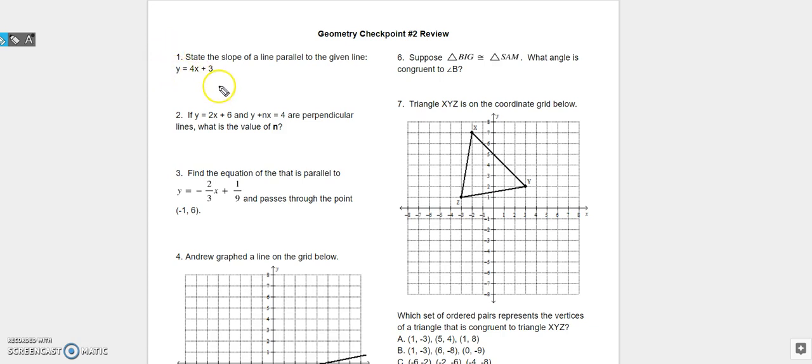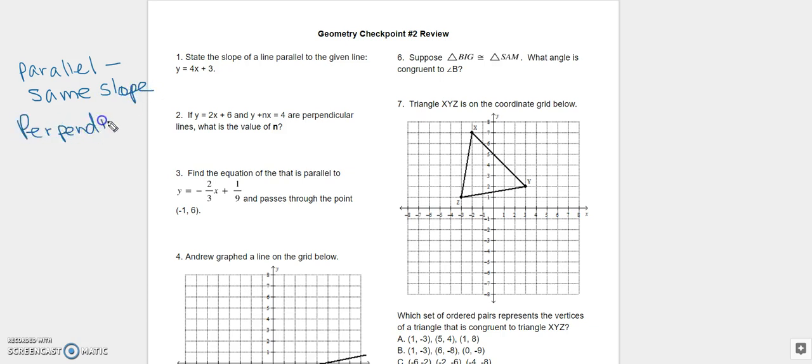Number 1 asks for you to state the slope of a line parallel to the given line. And if you'll remember from our notes, parallel lines have the same slope. And perpendicular lines have negative reciprocal slopes.